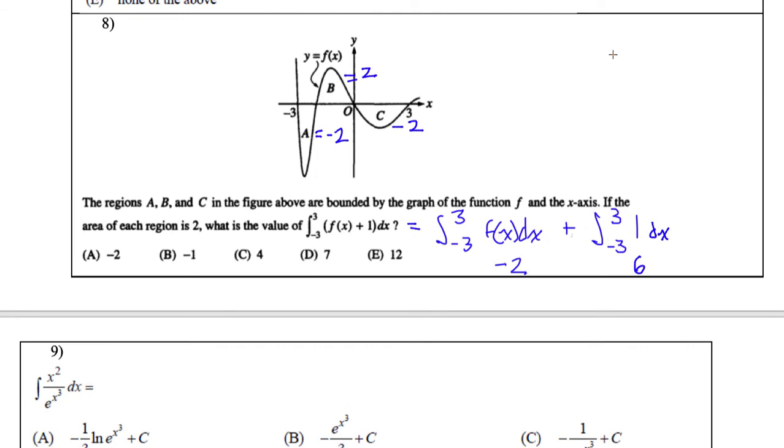Again, that shortcut, I'll write it up here in case you forgot it. If I have the definite integral between a and b of some constant, that is equal to b minus a, and then you multiply that times whatever that number is. In this case, that's 3 minus -3, 6 times 1 is 6. Okay, and then -2 plus 6 is 4. Correct answer is C.